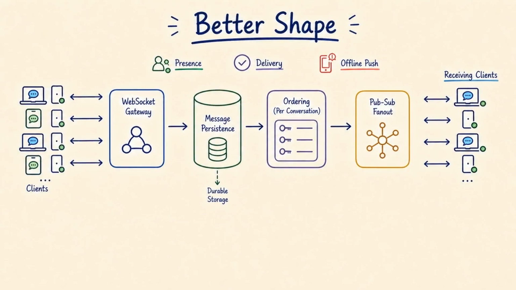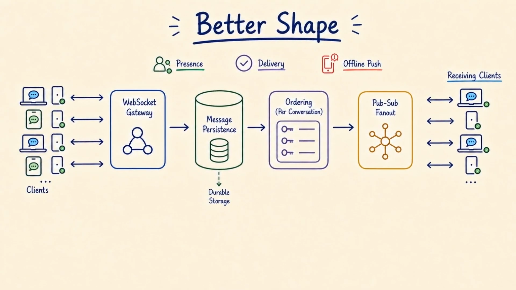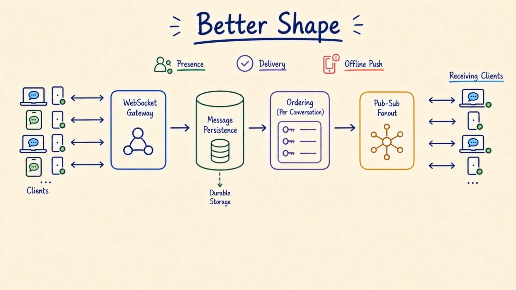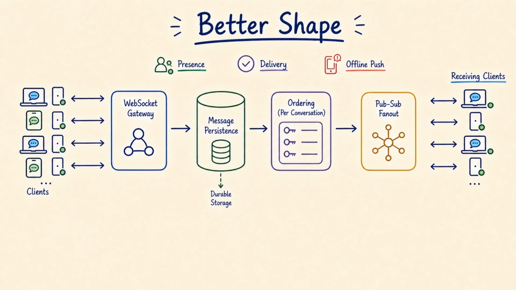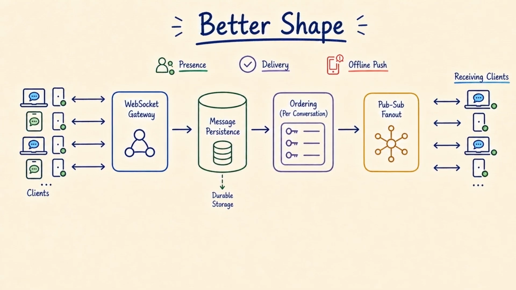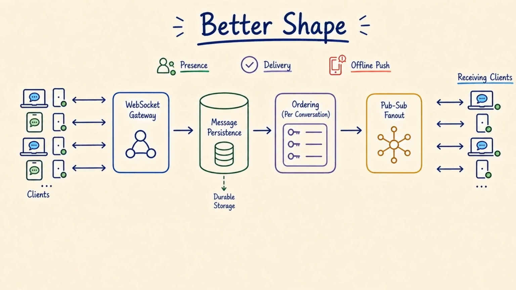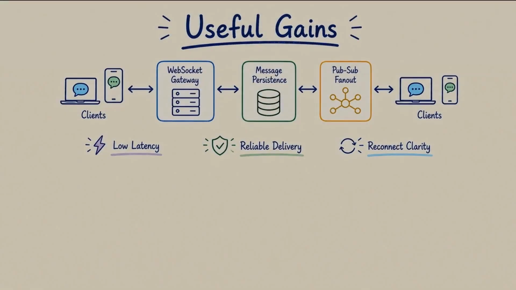So the better design adds only what solves a real problem. For this topic, that better shape is WebSocket gateways, message persistence, pub-sub fanout, ordering keys, delivery status tracking, presence state, and push notifications for offline users.